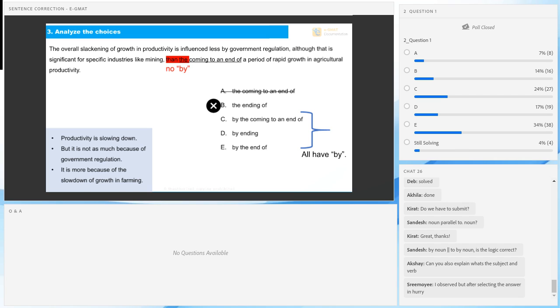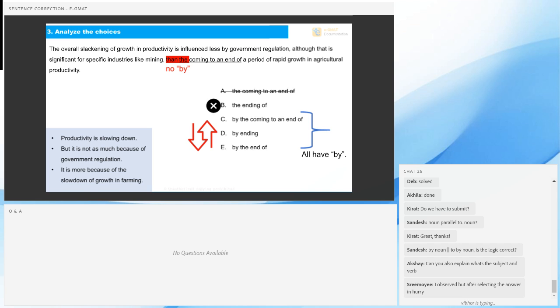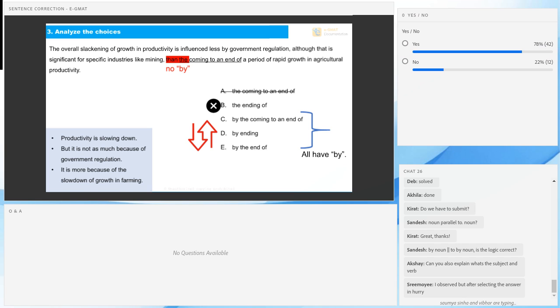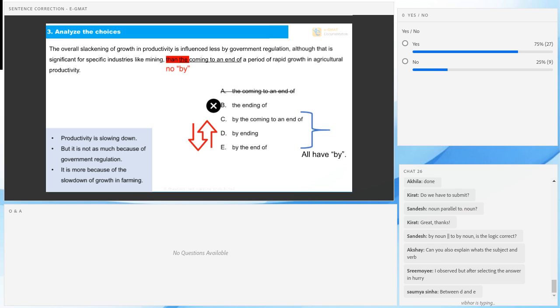So choice B is wrong, which means we are left with three choices, and each one of these starts with "by." Okay, now my question to you is, how many of you did this constant back and forth between choices C, D, and E? Let me get the yes/no polls. Folks who obviously did not select A and B, but did constant back and forth amongst choices C, D, and E. A lot of you.